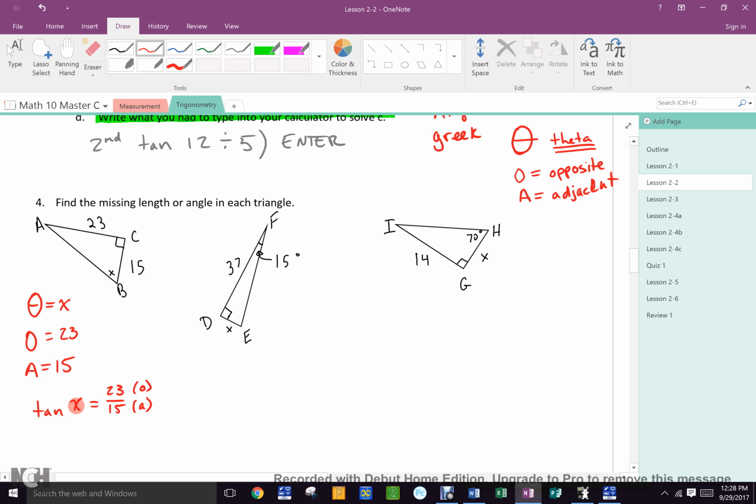And since I need to know the angle, I must do shift, yes? Didn't we just do that twice? Great, do it. Tell me how big angle x is. 57 degrees. Could everybody do it? That's trig.